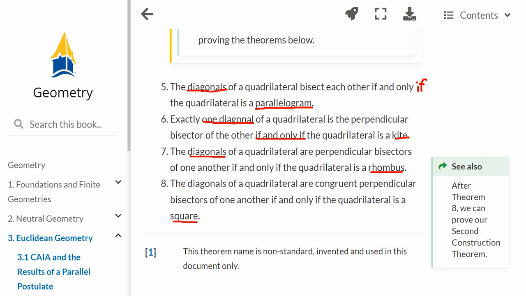Now we proved one of them, although it didn't get proven correctly. And let me show you what I want to talk about here. If and only if theorems.